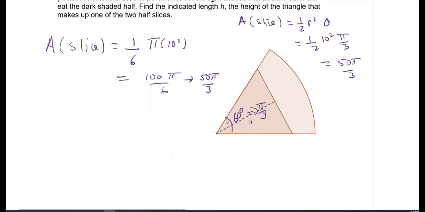piece of pizza. So that means that if the whole piece of pizza is 50 pi over 3 square inches in area, you want this half to be 25 pi over 3 and this half to be 25 pi over 3. So that would result in both people getting the same area of pizza.